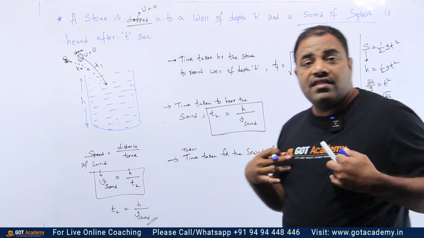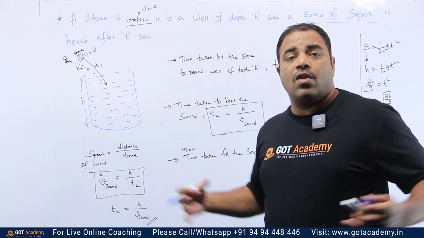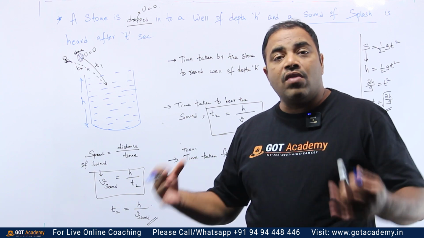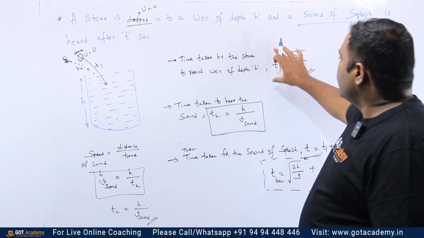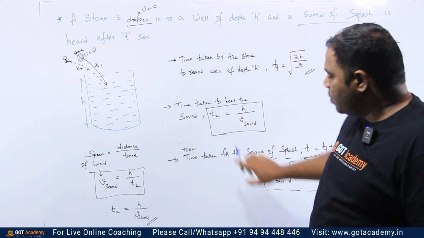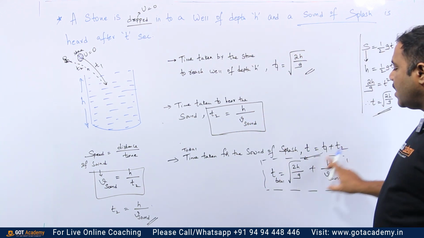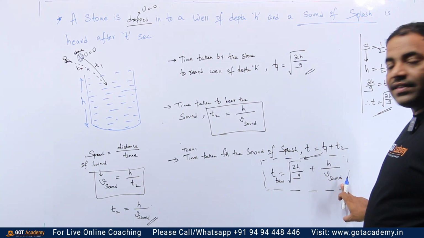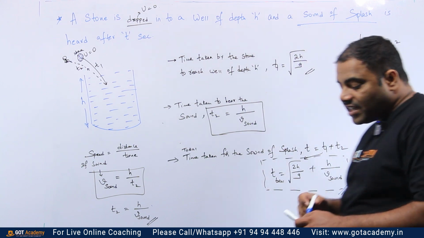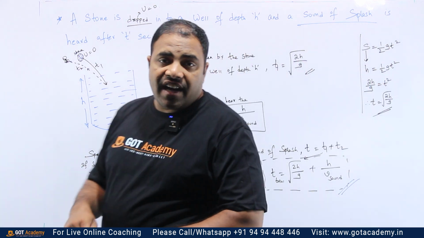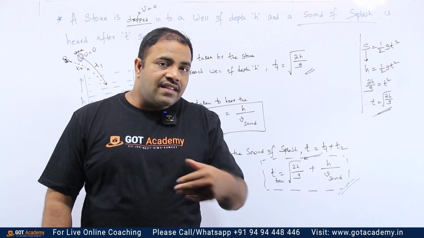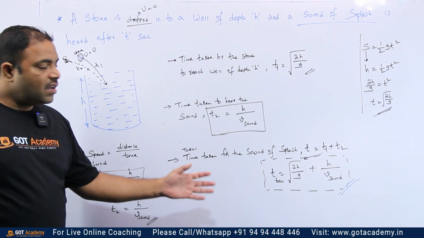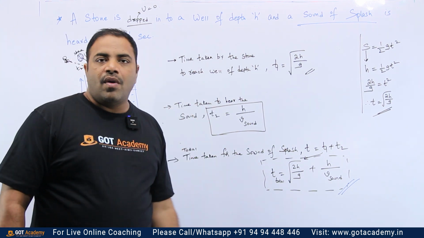Now my interest is that I have to calculate the total time taken. What is the total time taken? The total time taken for the sound of the splash is nothing but the sum of these two times, T1 and T2. So T1 plus T2 is written as root of 2h by g plus h by speed of sound. This is a very important application, my dear children. You will be getting this question directly in your entrance examinations. Very important. Have a note of this one. Clearly observe each and every point.